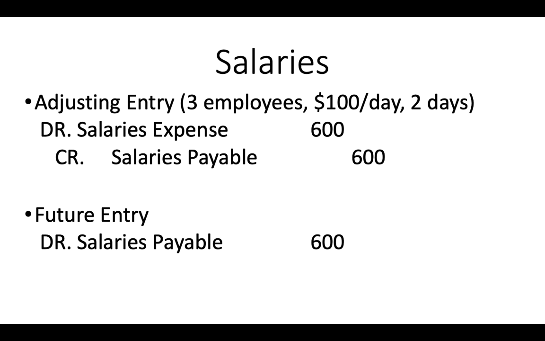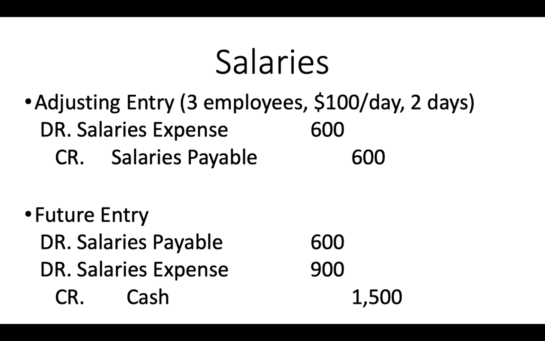Our future entry here is a debit to salaries payable, a debit to salaries expense, and a credit to cash, $1,500. Well, I probably should have given you a little more detail here, so I'm going to give it to you now. Our future entry here is when the actual payment is for the week. When we pay for the week, we're paying for 5 days for 3 employees for $100. That's where this $1,500 comes from.